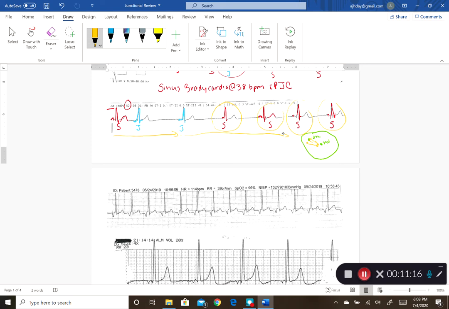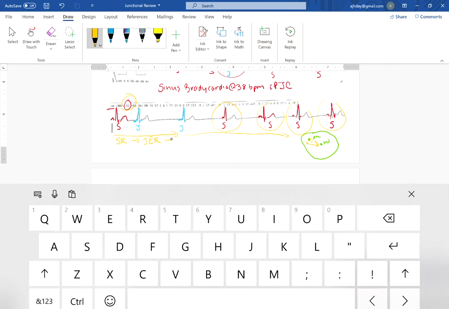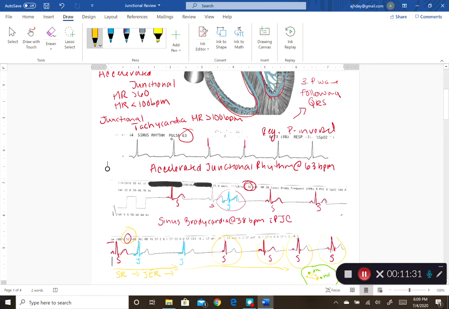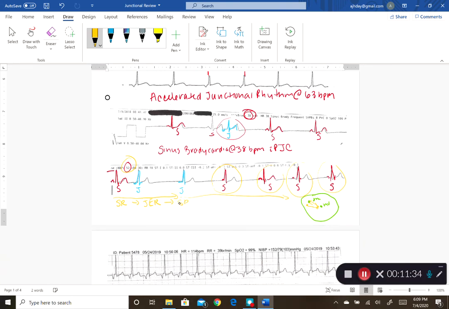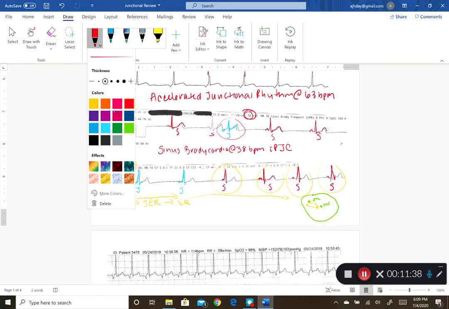One, we can write it out. We can put sinus rhythm that converts into a junctional escape rhythm, because it is at 52 beats per minute, so that's the normal intrinsic rate of the junction. That converts back into a sinus rhythm. But that's a lot of wordage, and there's an easier way that we can label this.